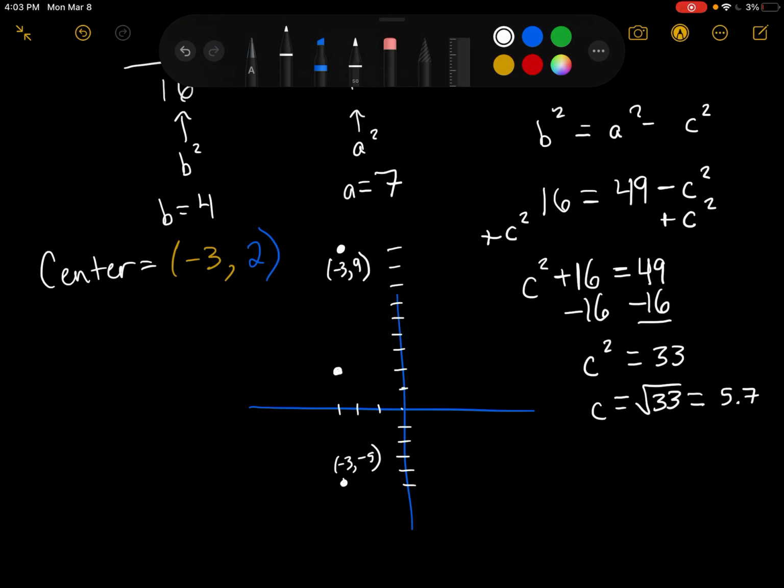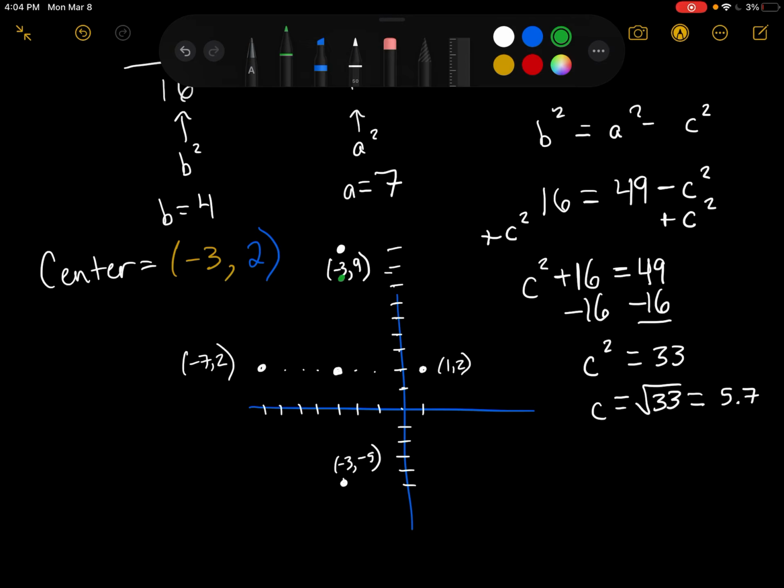We know that our b value is the distance to the covertex, so we go 4 left and right. So 1, 2, 3, 4 to the right, is at 1, comma 2. Go 1, 2, 3, 4 to the left, is at negative 7, comma 2. And in this case, our focus is 5.7 up from where we started here. So we want to go up 2, 3, 4, 5.7. It leaves us somewhere in that range.